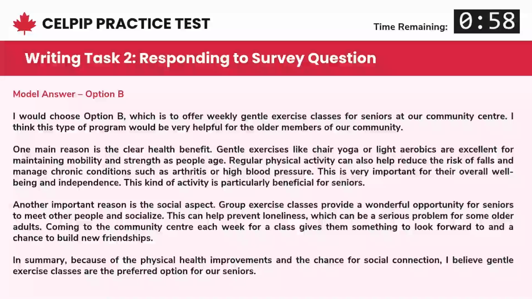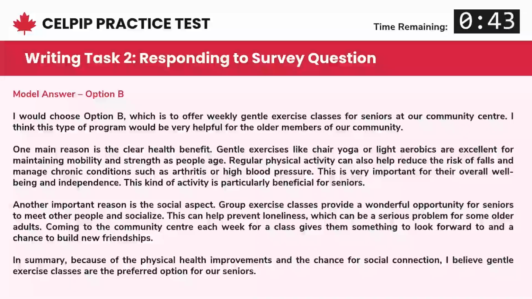It then provides strong support with two distinct reasons. For example, it highlights the clear health benefit of exercise for seniors and also discusses the social aspect of group classes. The answer is well structured.